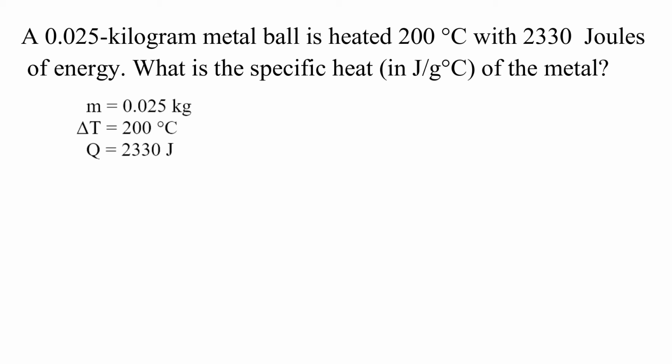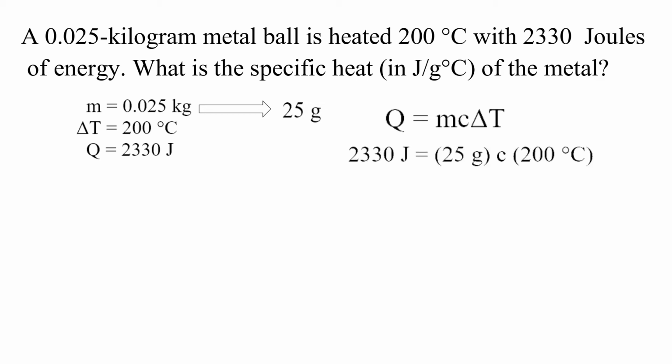Since the given is 0.025 kilograms and the required unit is in joule per gram degree Celsius, we will convert kilograms into grams. 1 kilogram is equal to 1000 grams. Cancel kilograms and multiply 0.025 and 1000, and that is now 25 grams. Let us now place the given into the specific heat equation Q equals mcΔT. 2330 joules is equal to 25 grams times c times 200 degrees Celsius.